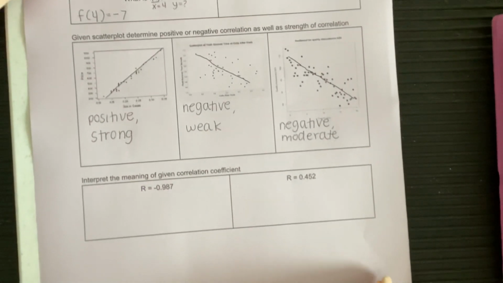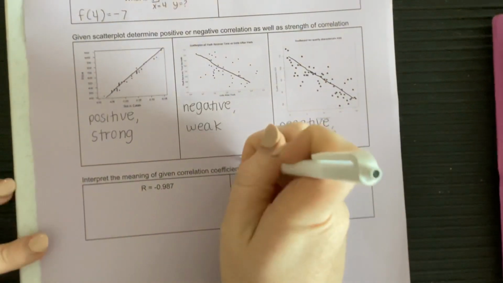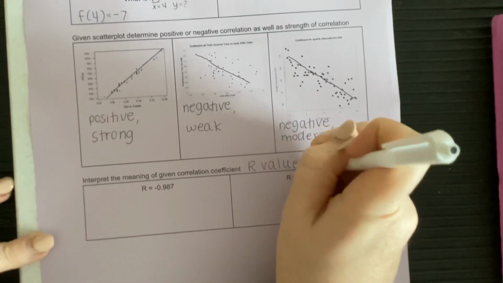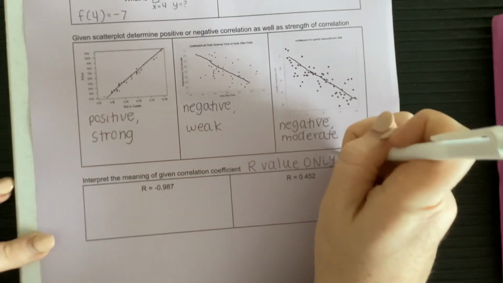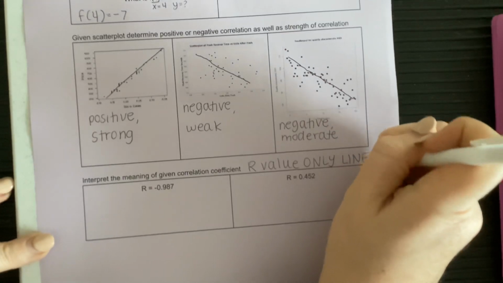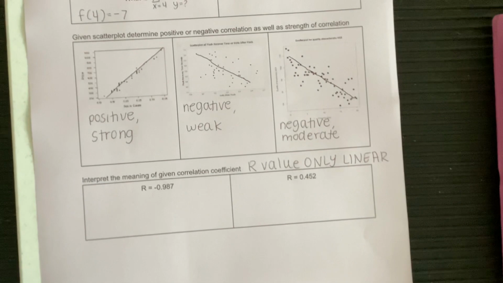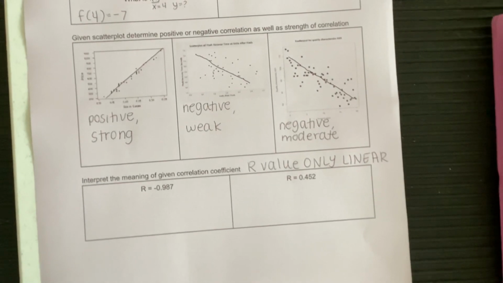And then the last one right here is talking about interpreting the meaning of your R value. First of all, R value is only linear. If you're trying to figure out quadratic and anything after that, you want to use the R squared values. It's really not a huge difference, but it's because that R value is telling you positive, negative as well.